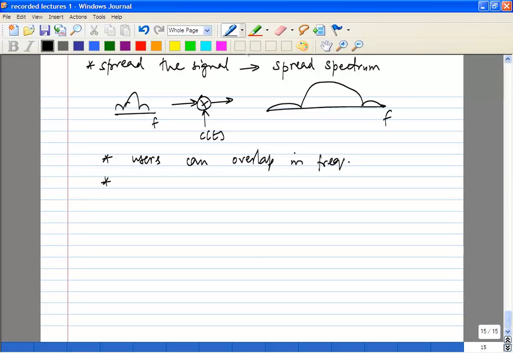And other users appear as random noise at the specific receiver. Now the other nice thing is it actually has a soft capacity limit. That is, as the number of users increases above the maximum allowed, the SNR slowly starts degrading instead of not being able to support any more.